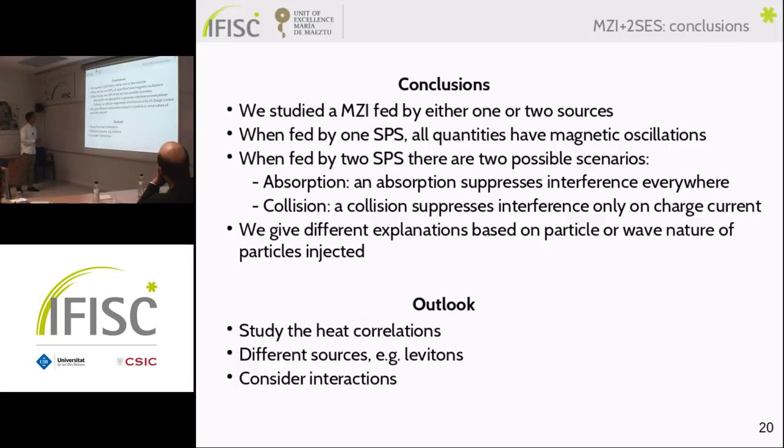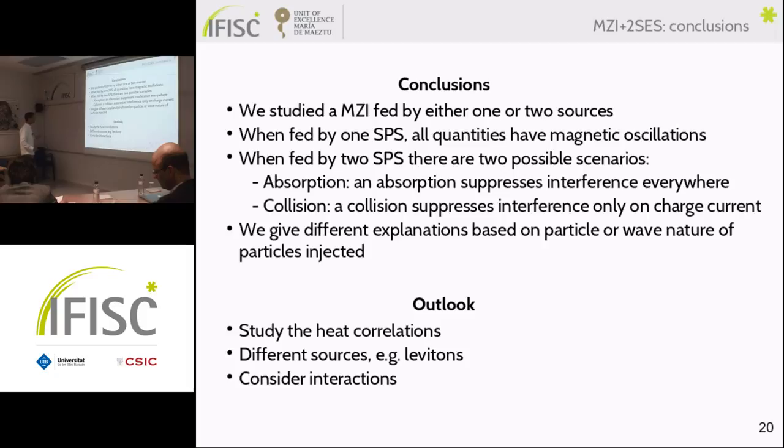So in conclusion, we have studied the Mach-Zehnder interferometer fed either by one or two sources. We have found that when only one source is applied, all quantities have magnetic oscillations, but when two sources are applied, we have two different scenarios, absorption or collision, and we have that an absorption suppresses the interference everywhere, but in the case of the collision, only on the charge current. We have given different explanations based on particle or wave nature of the particles injected, and we have seen that they do not always work.